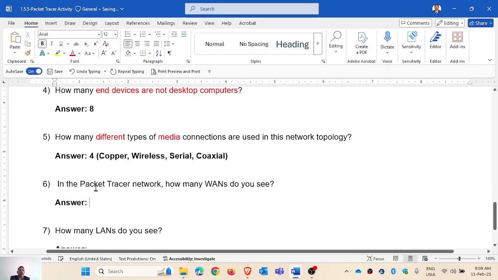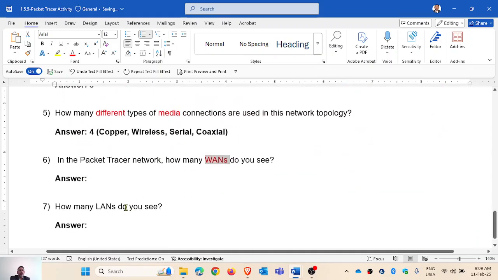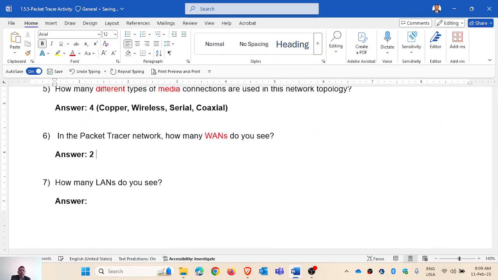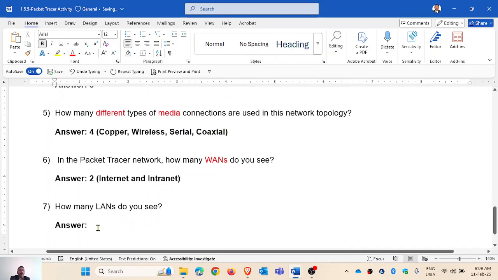Now come to the sixth question. In the Packet Tracer network, how many WANs do you see? How many WANs are there? You know very well. How many WANs? Only 2 WANs. Internet and intranet. These are all other networks. Only how many WANs are there? Only 2. So we have to write it. One is called internet. Another one is intranet. So this is the internet. That is the intranet. Now come to the next.